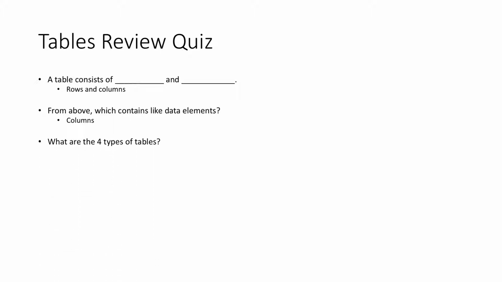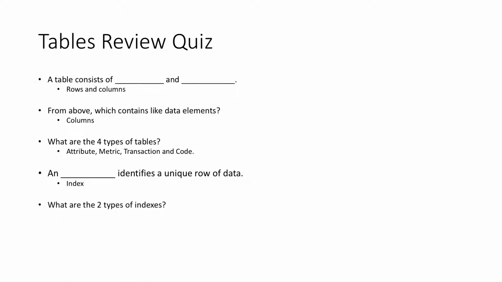What are the 4 types of tables? Attribute, metric, transaction, and code. Again, we'll talk about transaction and code tables later. And blank identifies a unique row of data. What identifies a unique row of data? An index. What are the 2 types of indexes that we've talked about so far? Attribute and metric indexes.